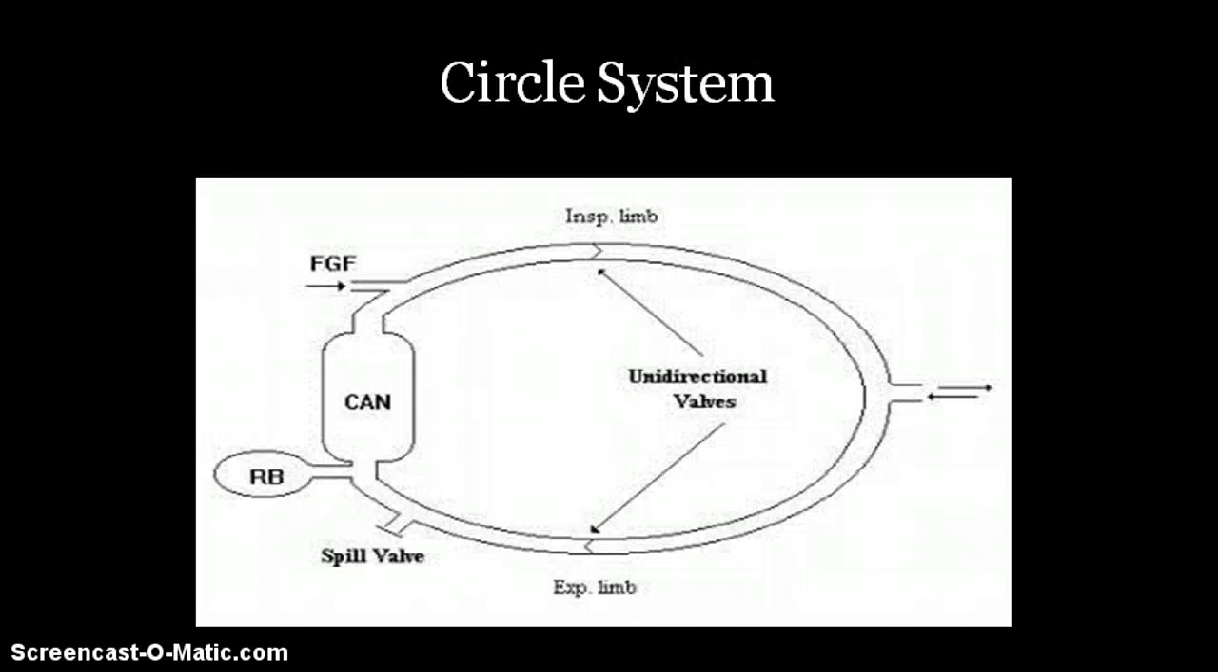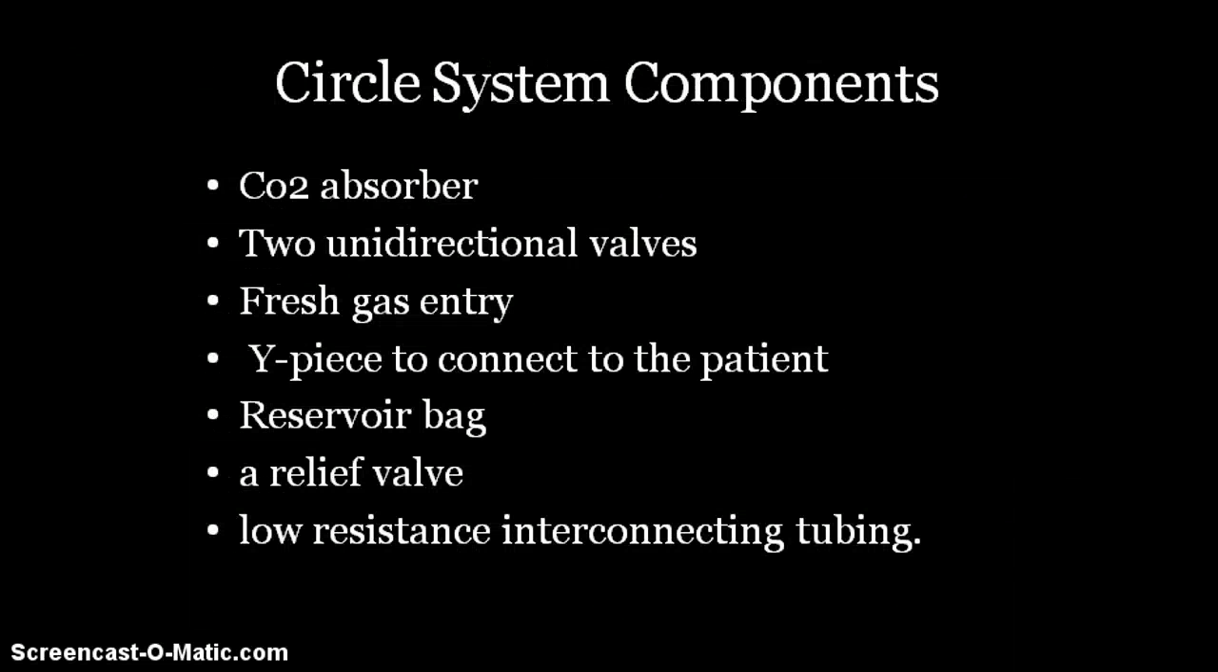Finally, we will discuss the circle system. The essential components of the circle system are the CO2 absorber, 2 unidirectional valves, fresh gas entry, Y-piece to connect to the patient, reservoir bag, a relief valve, and low resistance interconnecting tubing.